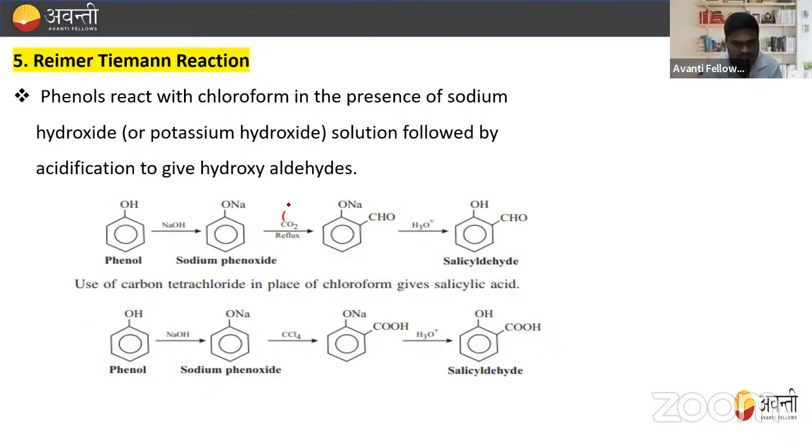So first of all, phenol is treated with NaOH, then this will be treated with CCl4, giving the ONa and COOH compound. So use of carbon tetrachloride in place of chloroform gives salicylic acid. Right.